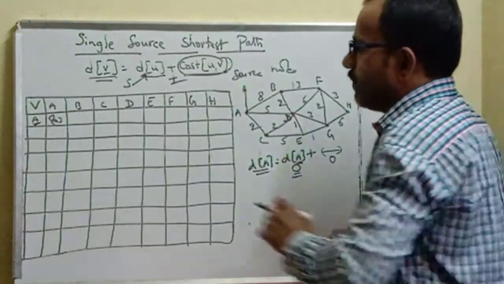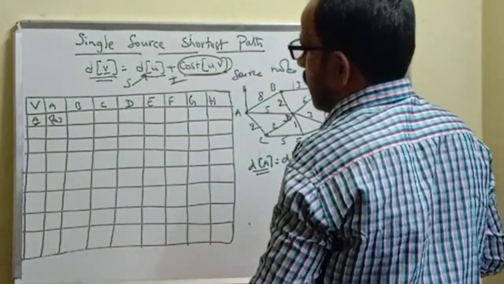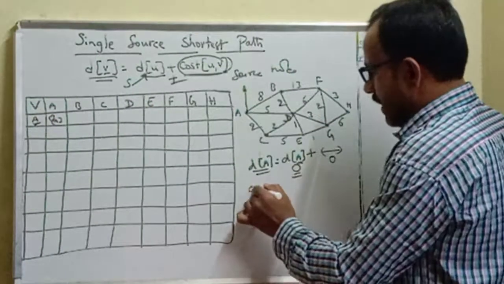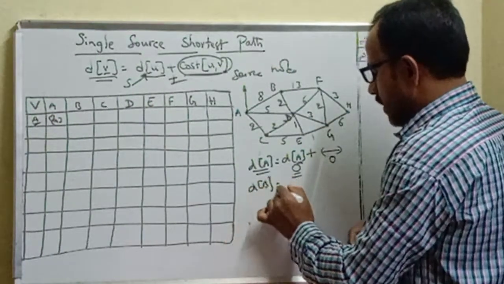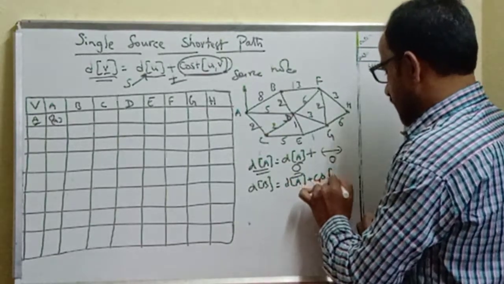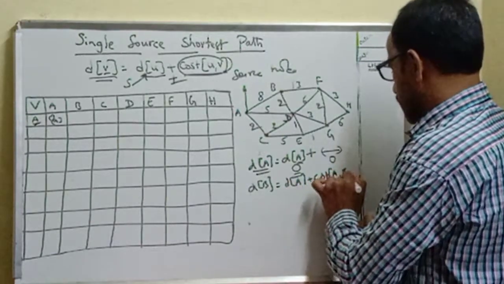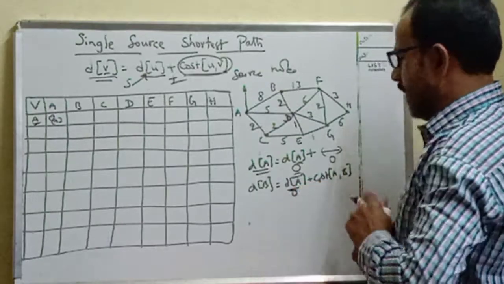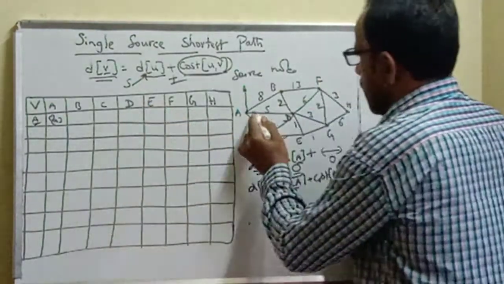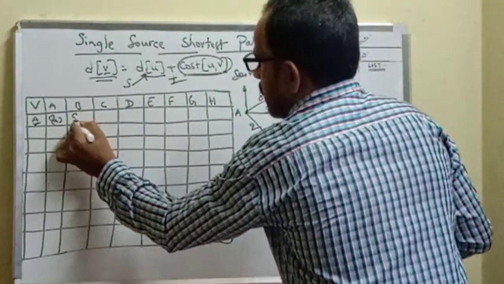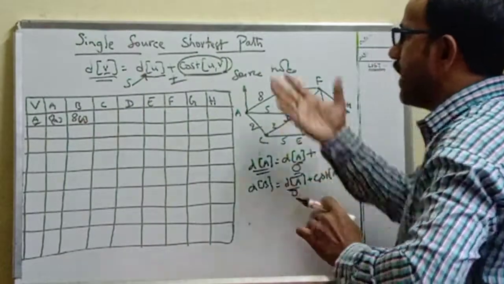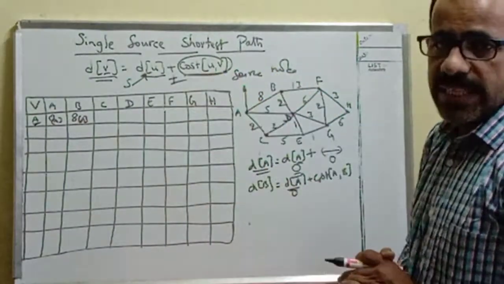Then what is the distance of B now? Here we are at A. So the distance of B equals the distance of A plus the cost of A comma B. The distance of A is 0, because the source to source distance is 0. Then what is the cost of A comma B? The cost of A comma B is 8. This 8 is obtained from A. If there is no direct edge, we replace that particular cost with infinite.